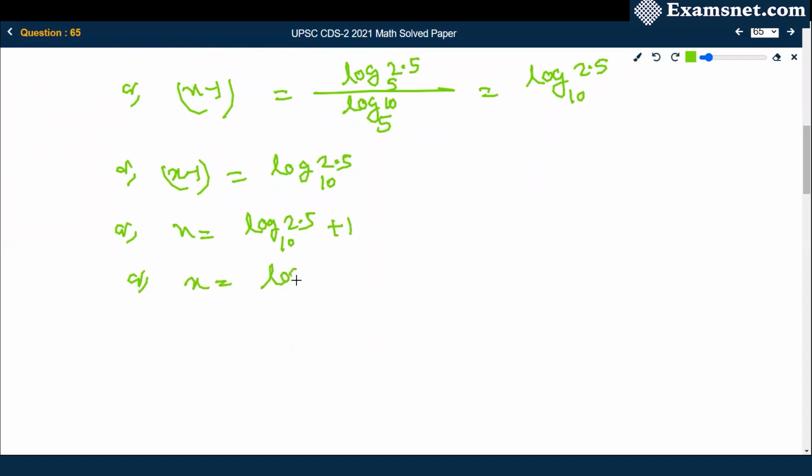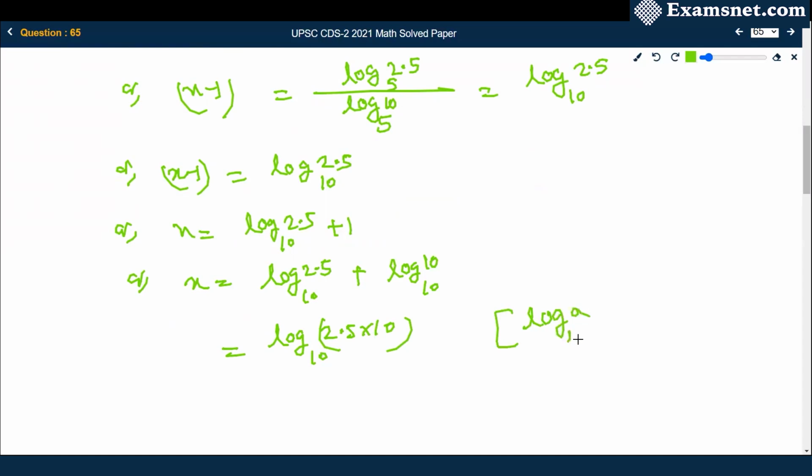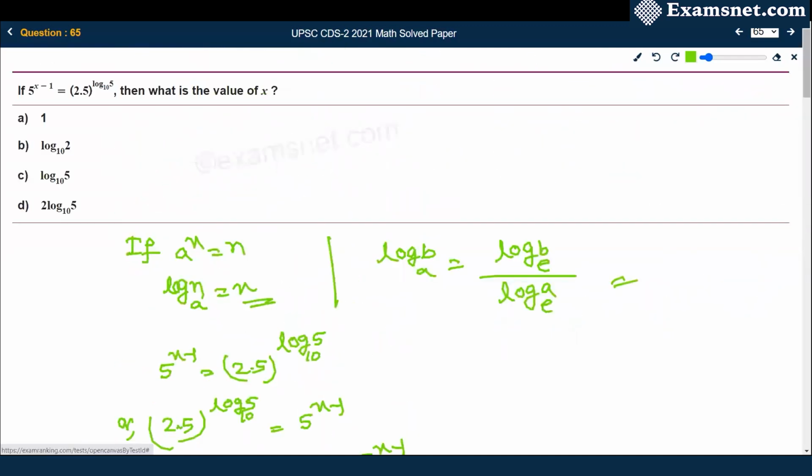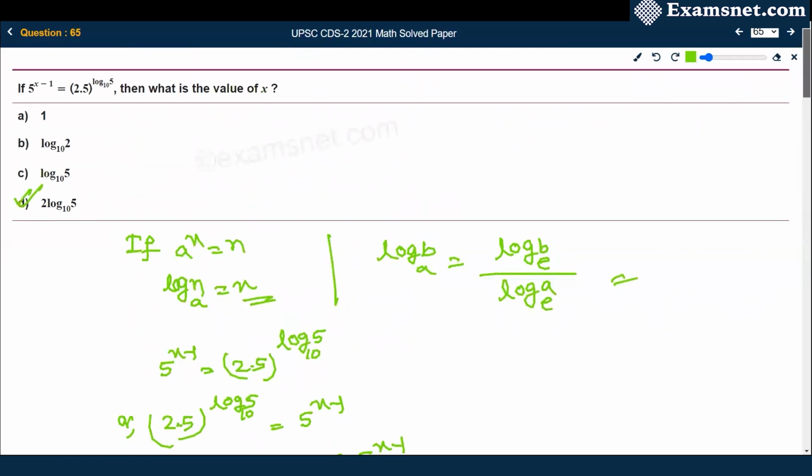Now 1 also can be written as log 10 to the base 10. So both will become log of 2.5 multiplied by 10 to the base 10, as we know, log a to the base 10 plus log b to the base 10 means log ab to the base 10. Okay, so here x equals log 25 to the base 10. Now 25 can be written as log 5 squared to the base 10. The 2 will come down: 2 log 5 to the base 10. Yes, so we got the value of x, that is 2 log 5 to the base 10. Option D is the correct answer here.